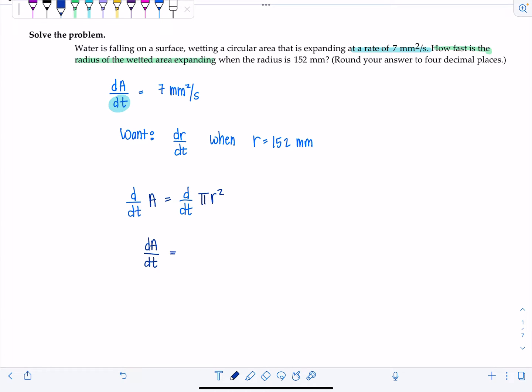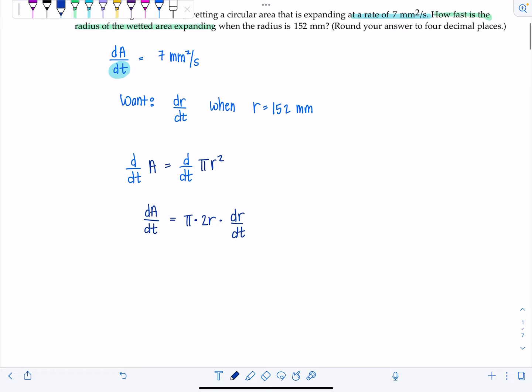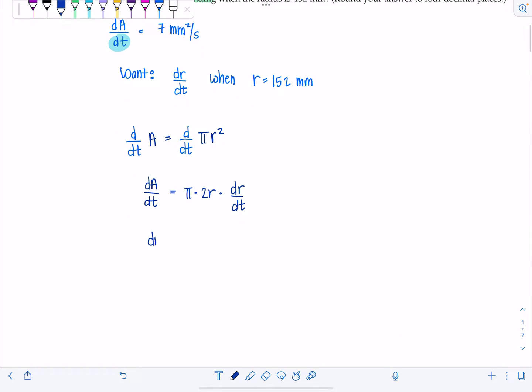Derivative of pi r squared. So pi is just a constant. Derivative of r squared will be 2r, and then because we're doing implicit, I apply the chain rule. I have to multiply by dr/dt. All right, very good. Now let's see. They want dr/dt, so let's isolate dr/dt now. dr/dt is equal to dA/dt divided by 2 pi r. My physics teacher would always make me isolate what we're solving for first before I plug in all the info that they gave. And then now I'm ready to roll.